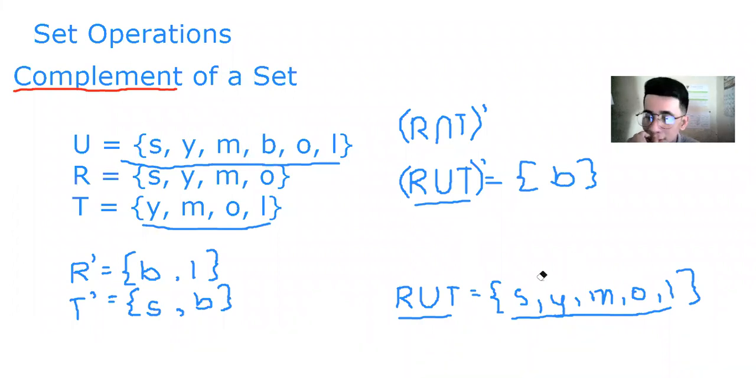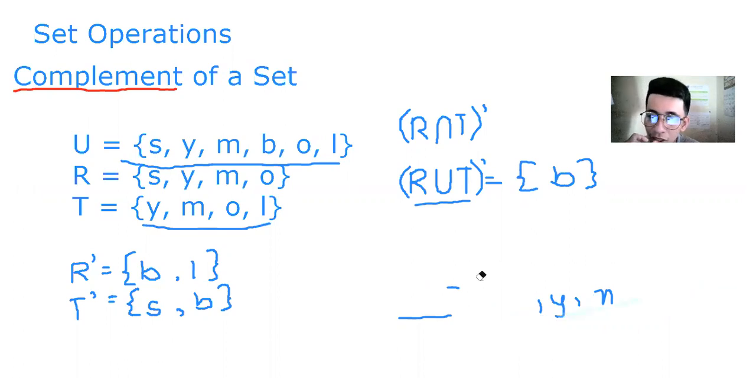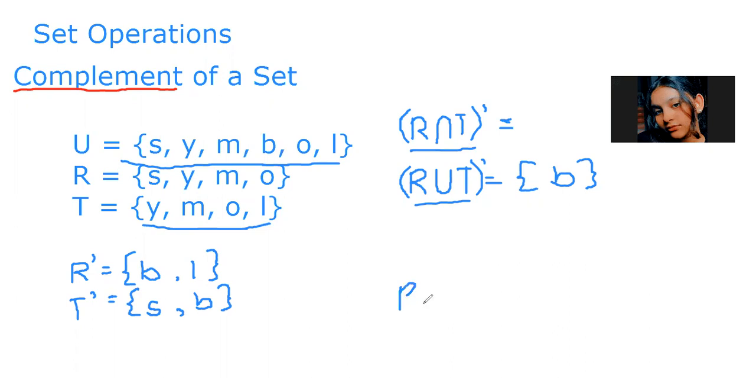Okay? Then, let's go naman tayo. Tapos na tayo dito, diba? So, the R union T is SYMOBL. Now, let's go to the complement of R intersect T. Always remember, we are going to find the complement, kung ano yung wala sa kanila, okay? So, to find the complement of R intersect T, we're going to find first what is R intersect T.